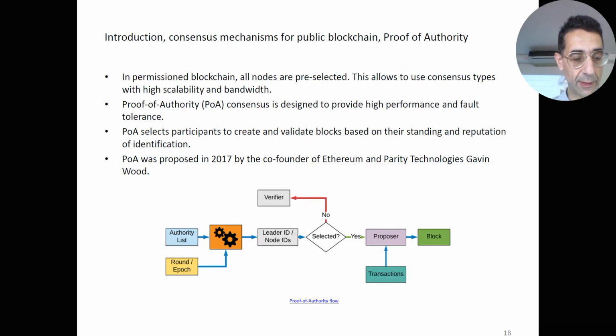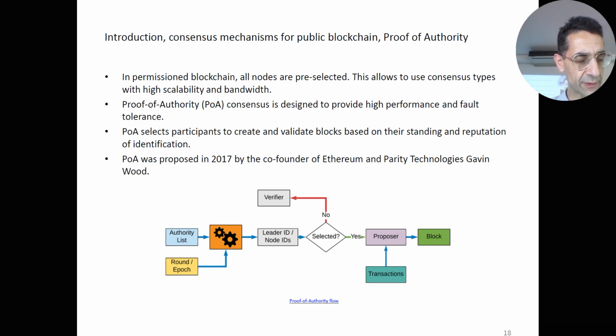The proof of authority consensus protocol. This is mostly geared towards private blockchain, blockchains that operate in a private context. In a permissioned blockchain, all nodes are pre-selected. This allows using consensus types with a high scalability and bandwidth.